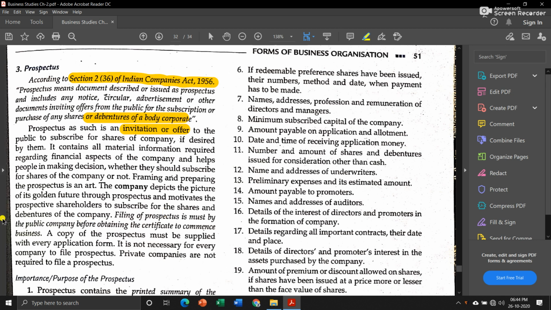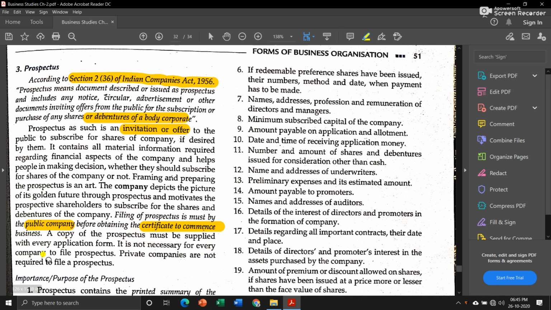Filing of a prospectus is a must for a public company. Since we know that only public companies are allowed to issue shares, it is very important for a public company to file a prospectus before obtaining the certificate to commence business. Before getting the certificate to commence, they have to file their prospectus with the registrar of companies. A copy of the prospectus must be supplied with every application form, because we saw that while applying for the certificate of commencement or incorporation certificate, they have to apply through various application forms. So a copy of their prospectus should also be submitted through the application form.